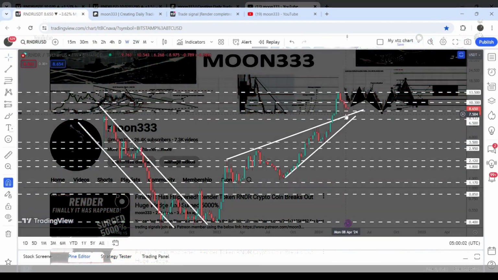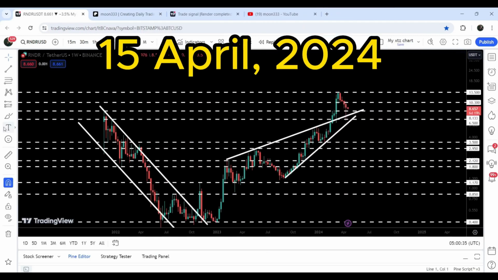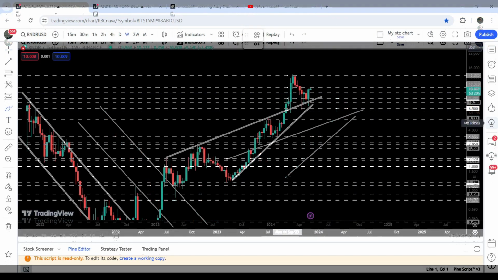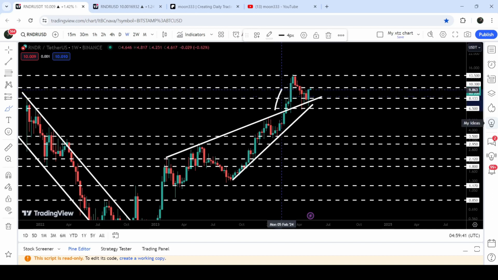We have tested this support of the rising wedge pattern because after a successful retest, there is a probability that soon we may hit the target for the breakout from this rising wedge pattern. And now on this live chart, you can see that after a successful retest, the price line is geared up and trying to break out another short-term resistance at $10.30.